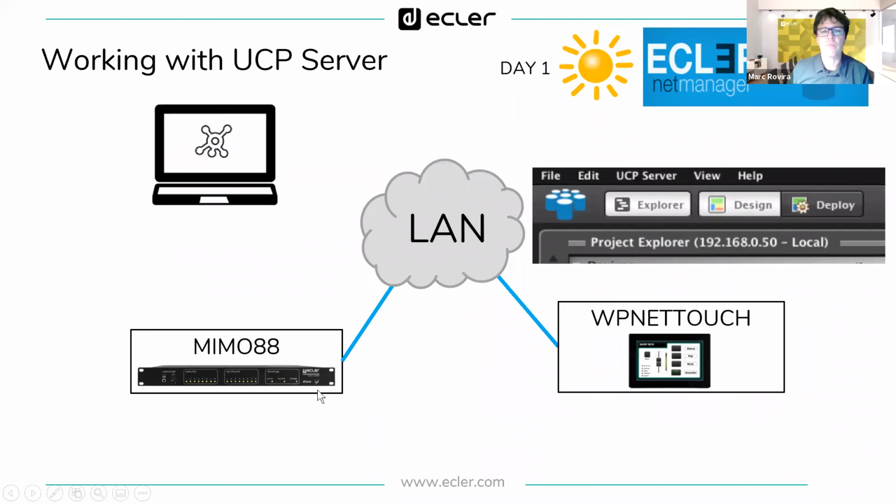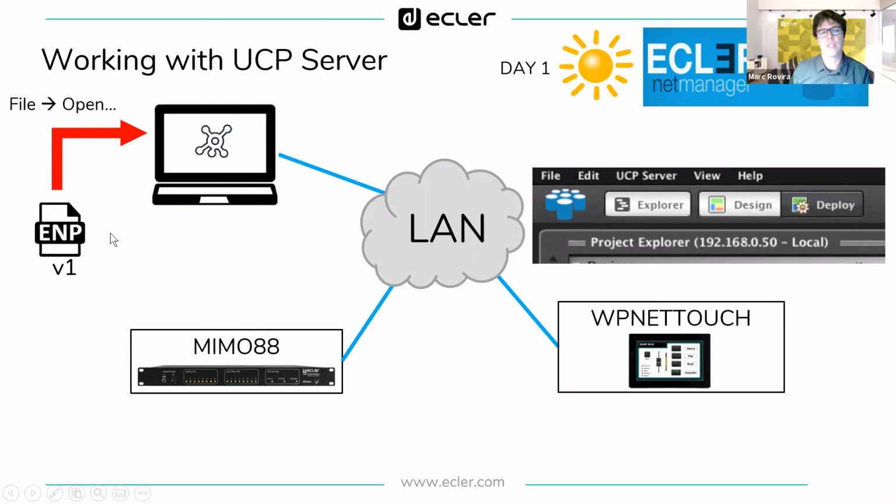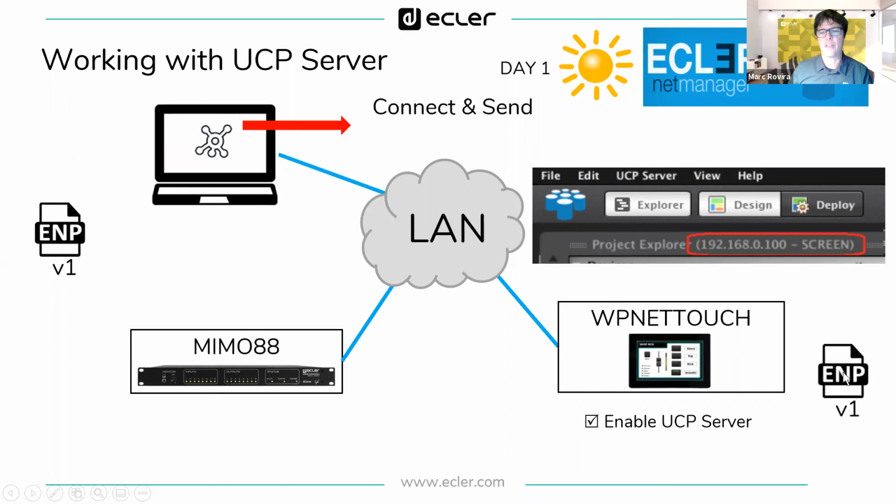So you have your installation. Okay. And you connect to this installation, you select the interface, and you open up the file. You assign these devices. Okay, and here you want this to be the UCP server, so you enable this UCP server. By default, from factory, they are all enabled. Okay, everything is perfect. Then you connect and you send this file from your PC.